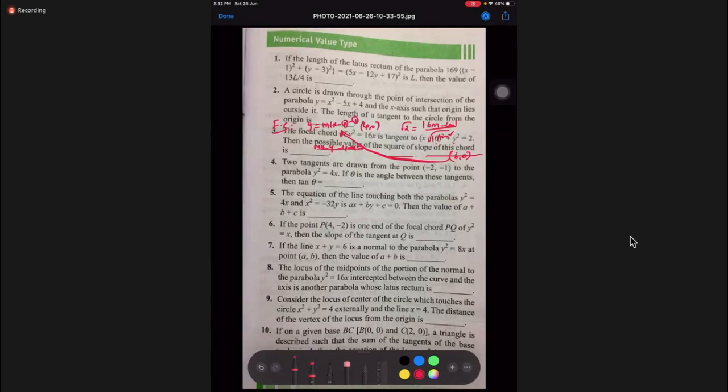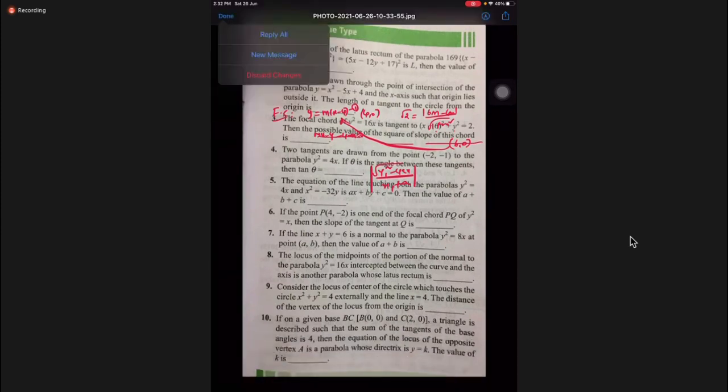Now the fourth question: two tangents are drawn from a point to the parabola, and theta is the angle between them, find tan theta. We have already done that formula: root of y1 square minus 4a x1 divided by the modulus of x1 plus a. Students? Yes, sir. This is also a very good question.